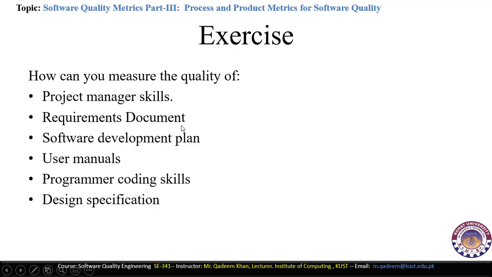Requirements documents, how you can measure the quality of the requirements documents. This is also your task here. And similarly, software development plan, how we can create a good quality plan using metrics. How we can create user manuals. User manuals are helpful manuals used while using the software system by the end users, for example help files. Similarly, we have programmer coding skills, how we can identify or count the programmer coding skills.